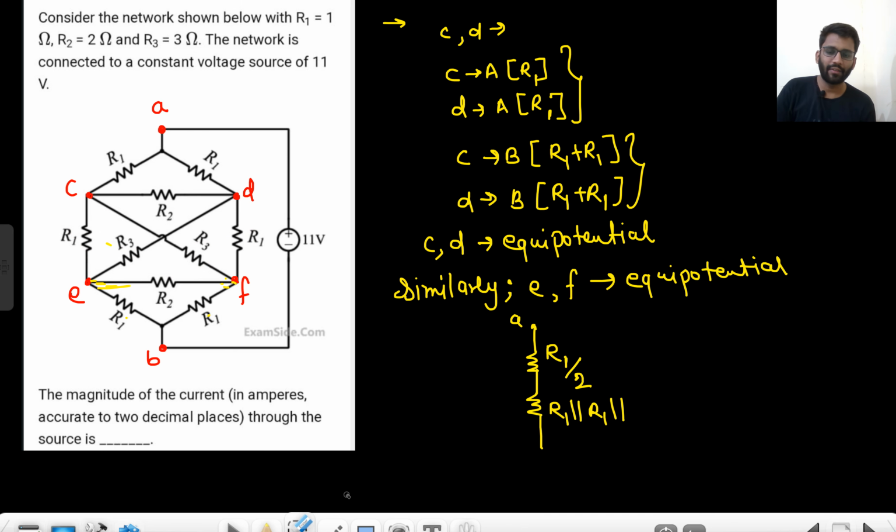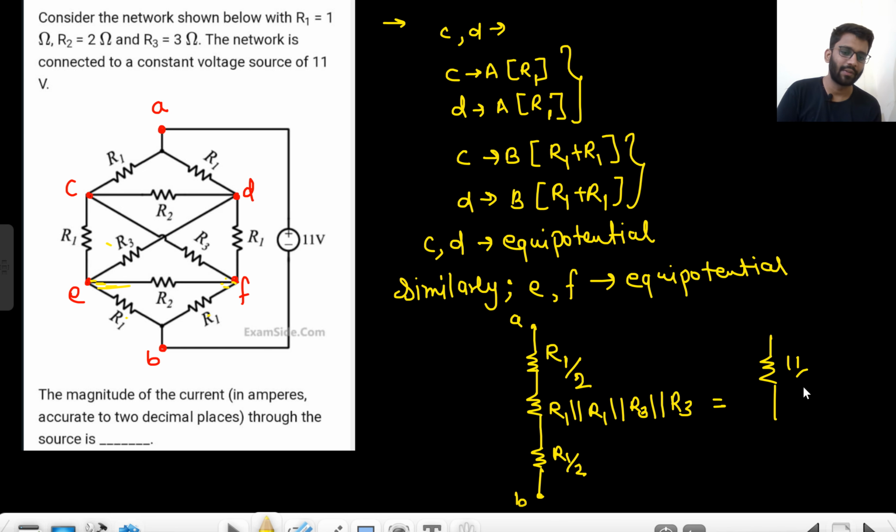So R1 parallel R1 parallel R3 parallel R3, and these points are R1 by 2, and this is point B. So R1 by 2 plus R1 by 2 will become 1, and R1 value is given as 1. By putting in the values, if you solve it, it will become 11 by 8 ohm. Between A and B we will have 11 by 8 ohm.